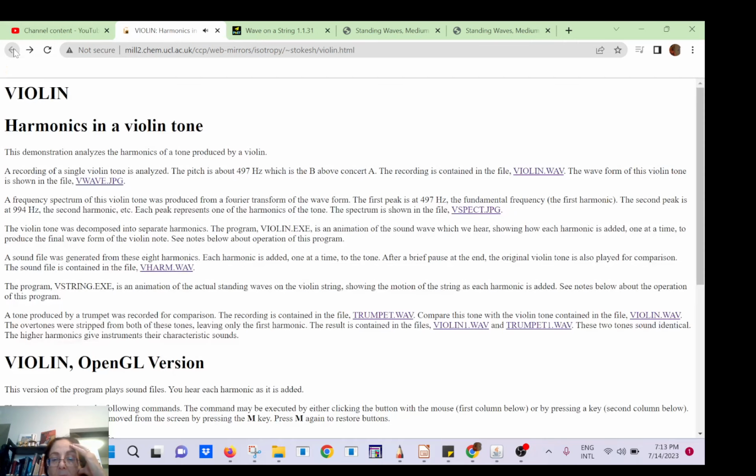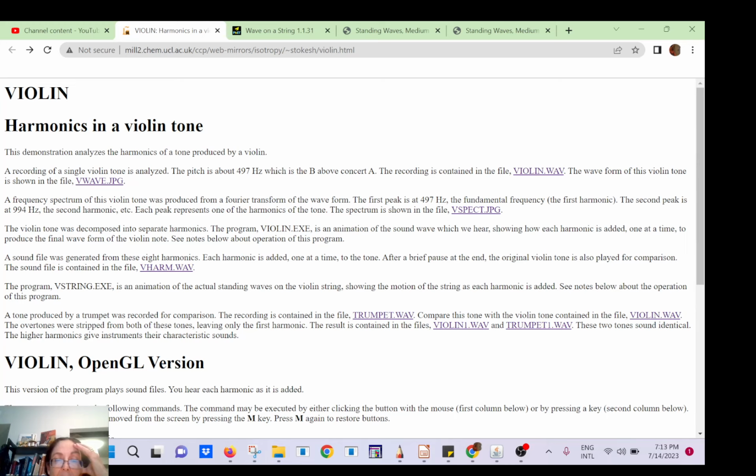So first, second, third, fourth, fifth, sixth, seventh, eighth, and they keep adding the harmonics until they get the violent, the all violent sound at the end. So at the end, it's when you have all the harmonics together.